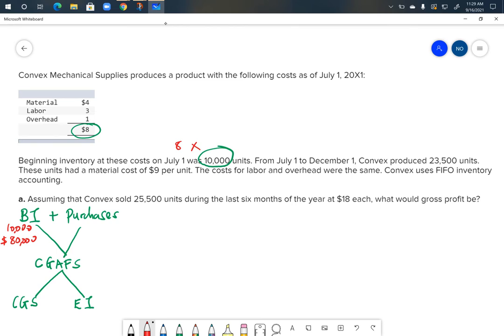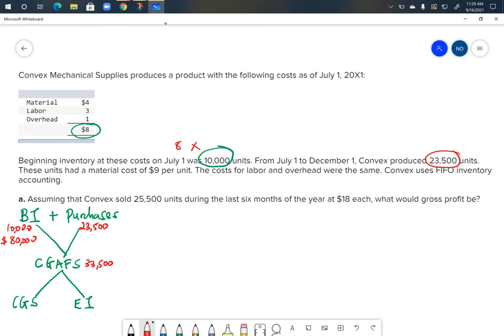Then the company also bought additional units, 23,500 units. So what is available for sale in terms of units? You have 23,500 available, but remember you had 10,000 from the beginning. So the company now has 33,500 units available for sale.